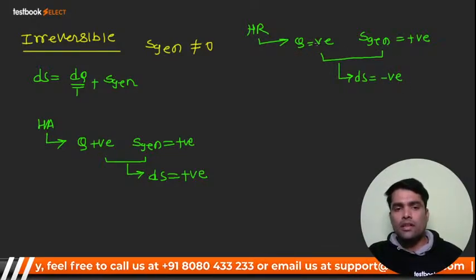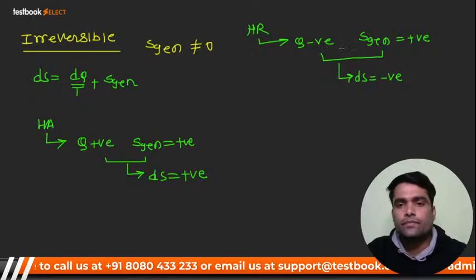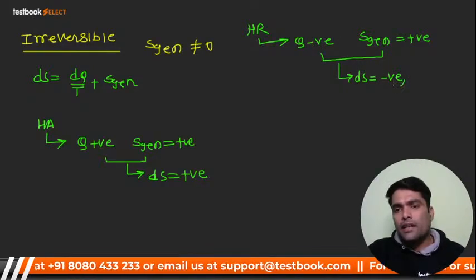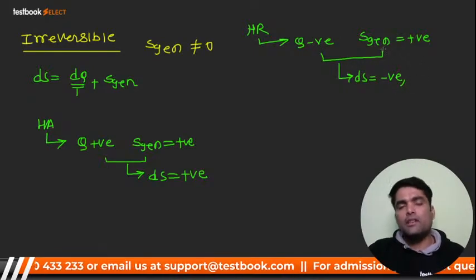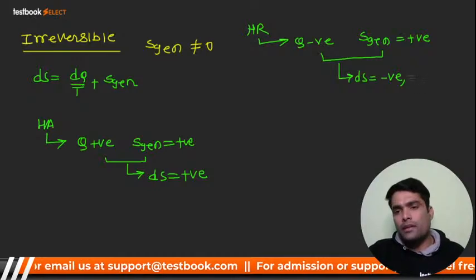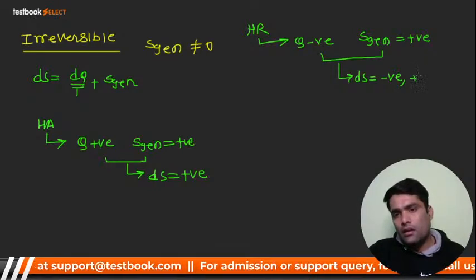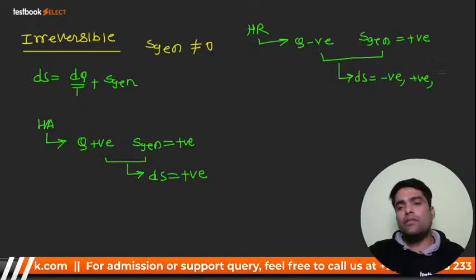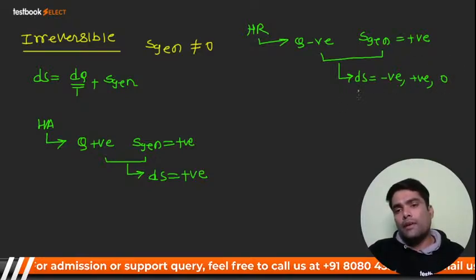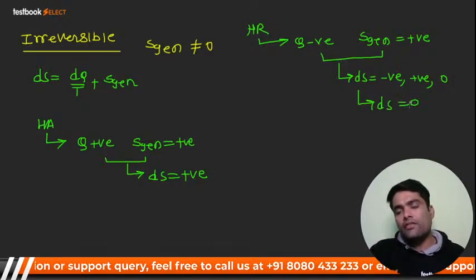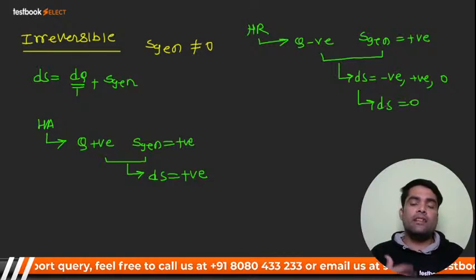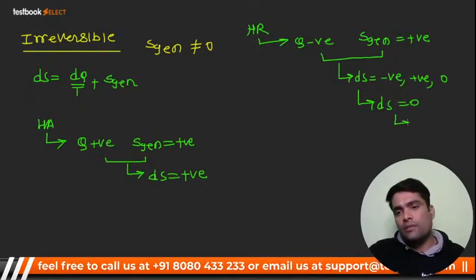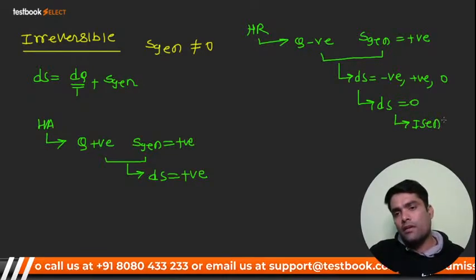It can be negative, right? My dear, it is also possible that the entropy generation will be more, so definitely it will be positive as well. But if the magnitudes of both are the same, then we'll get 0. So ds is also 0. That means, if ds is equal to 0, it is isentropic.